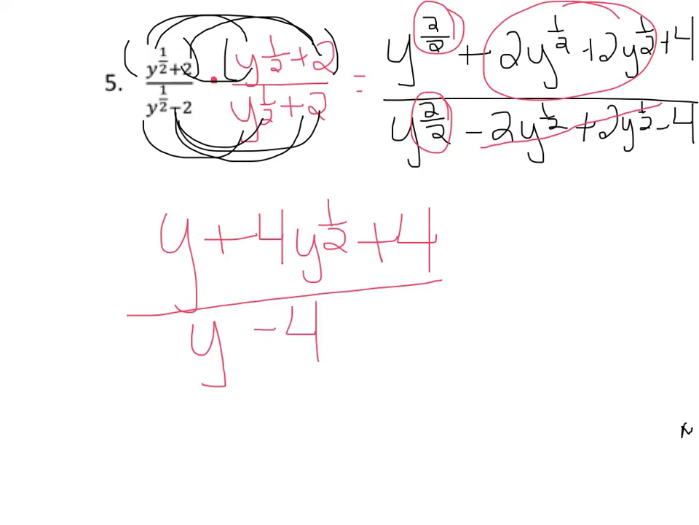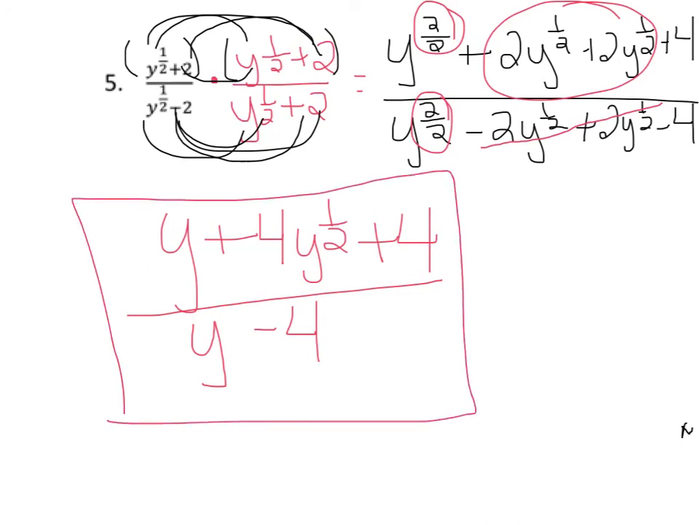Now, once again, my denominator doesn't have any more radicals or exponents, so I know I can be done. So, my final answer is actually just y plus 4y to the 1/2 plus 4, all over y minus 4.